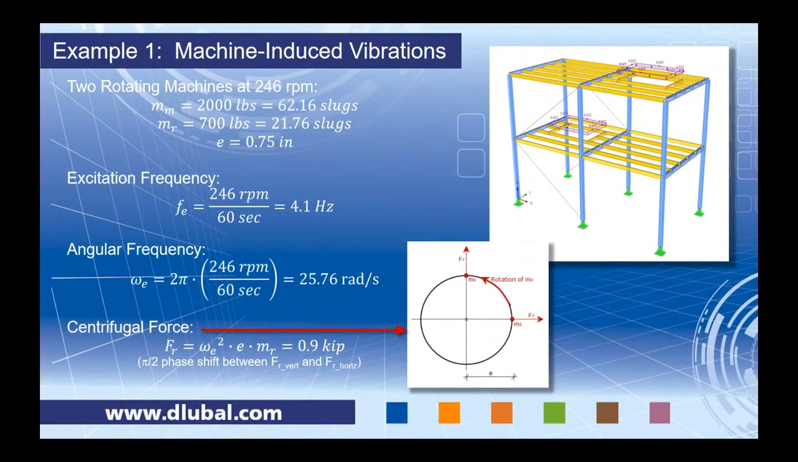So here, back to the PowerPoint, let's take a look at some calculations for these machine-induced vibrations. So I was given the information that I have 2 rotating machines at 246 rotations per minute.